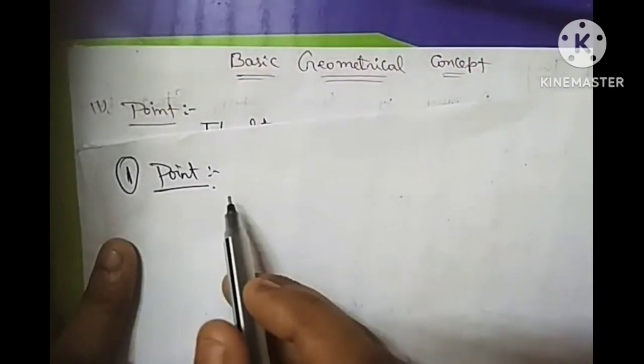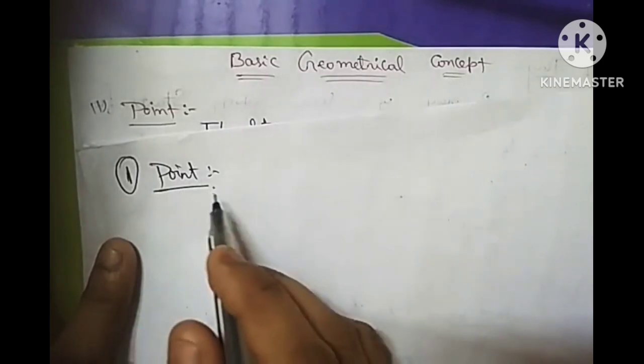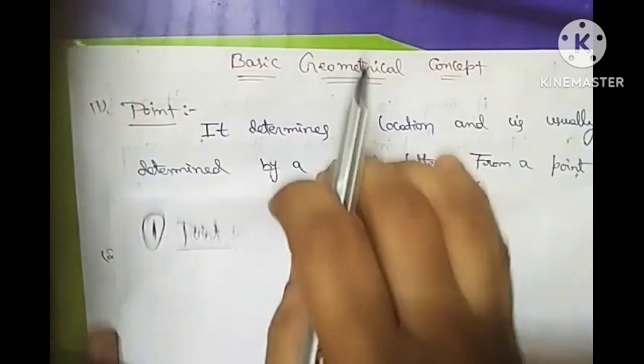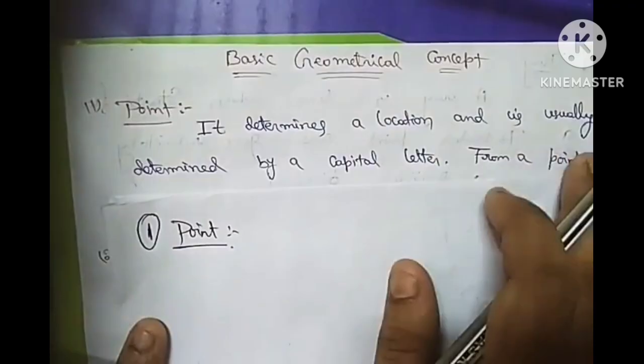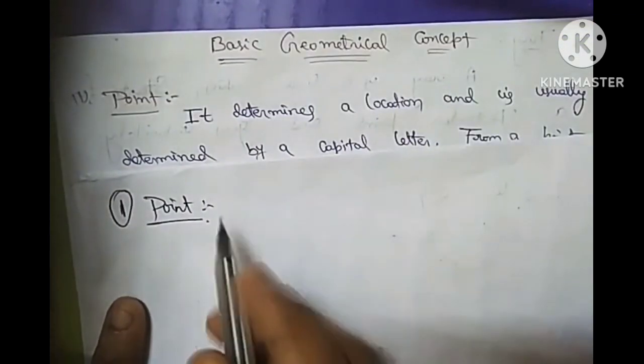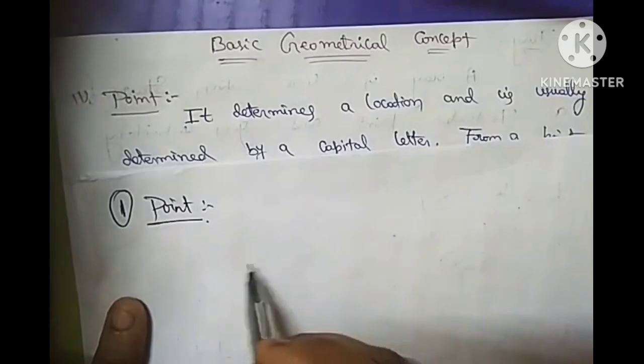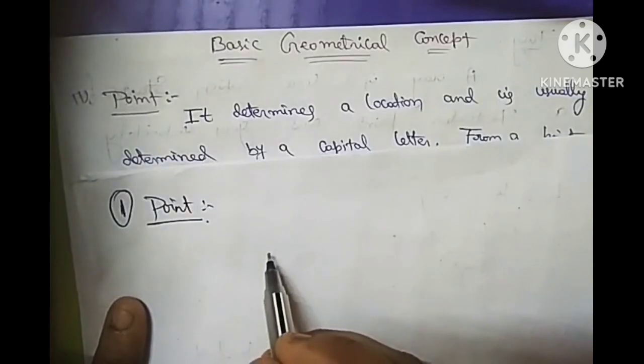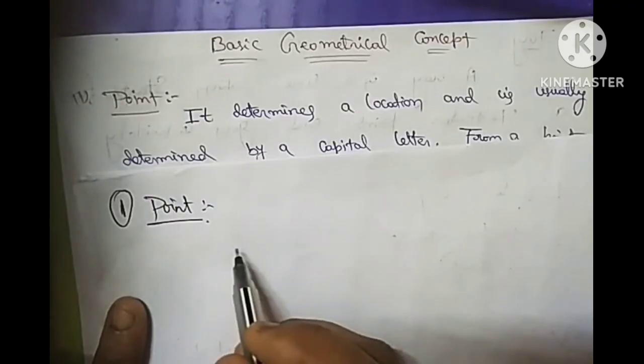See, it is a point. About the point, we are reading what they were saying: it determines a location and is usually determined by a capital letter. If we start to draw anything in a geometrical shape, we first need some points. Then we can join them, and we can form geometrical shapes by using those points.